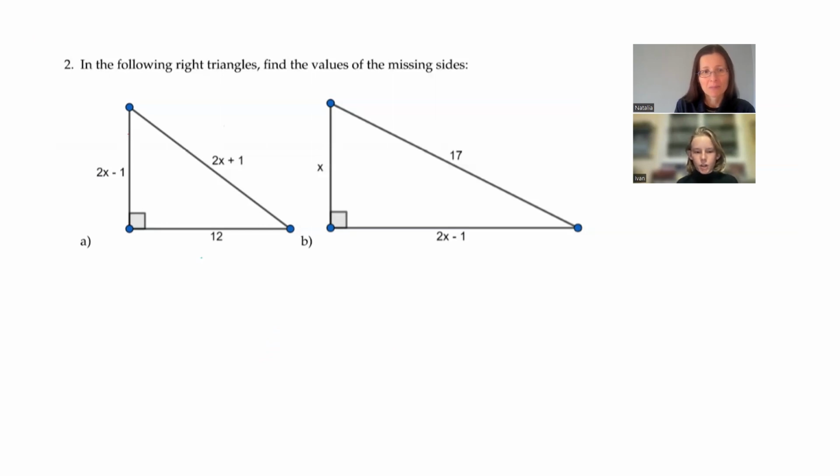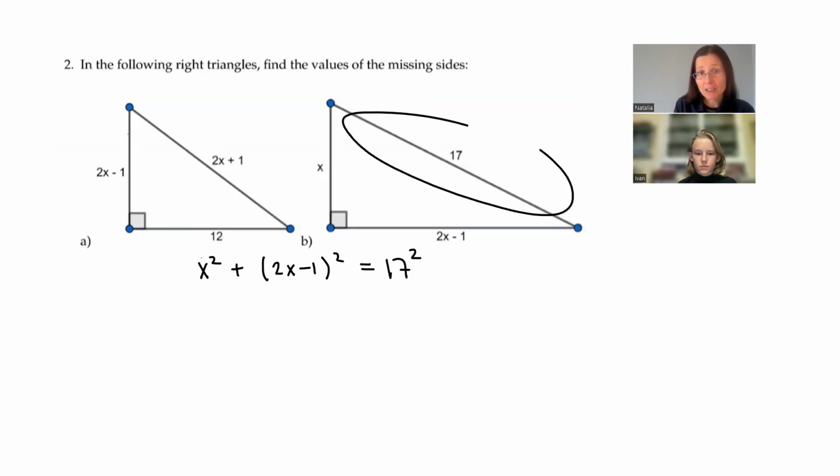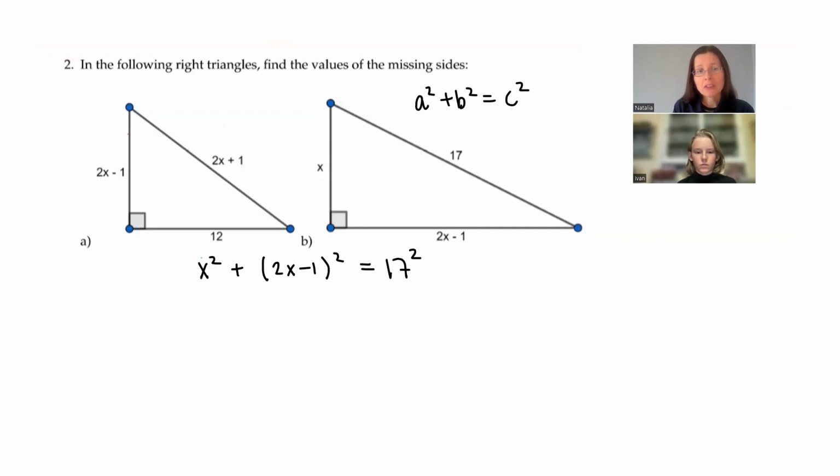We'll have x squared plus parentheses 2x minus 1 squared equals 17 squared. So before we write the Pythagorean theorem, we always identify the longest side in the right triangle, the hypotenuse. And that will be by itself, right? And then the other two sides squared. Okay, let's distribute. So we'll have x squared plus 4x squared minus 4x plus 1 equals 289.